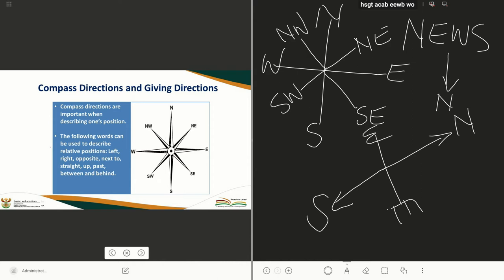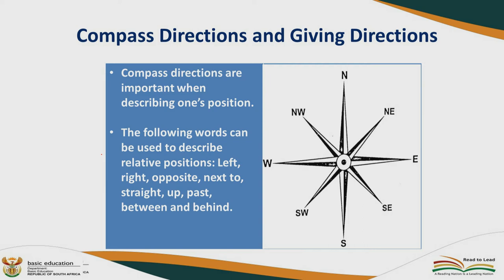And then the following words again can be used to describe relative positions. If they're asking you to give the position of something relative to something else, you can use words like left, right, opposite, next to, straight, up, past. You can even use north, east, west, and south.